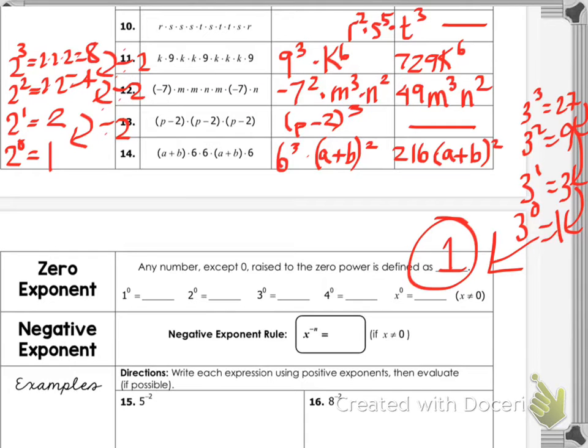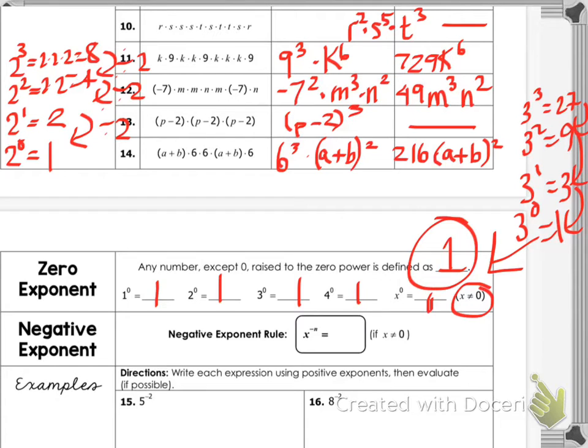So 1 to the 0 power is 1. 2 to the 0 power is 1. 3 to the 0 power is 1. Try 4 to the 0 power. If you guessed the answer, or if you knew the answer was 1, you're correct. And what about x to the 0 power? The answer is 1. Remember, x cannot be 0, however. Alright, so 1 for them all.